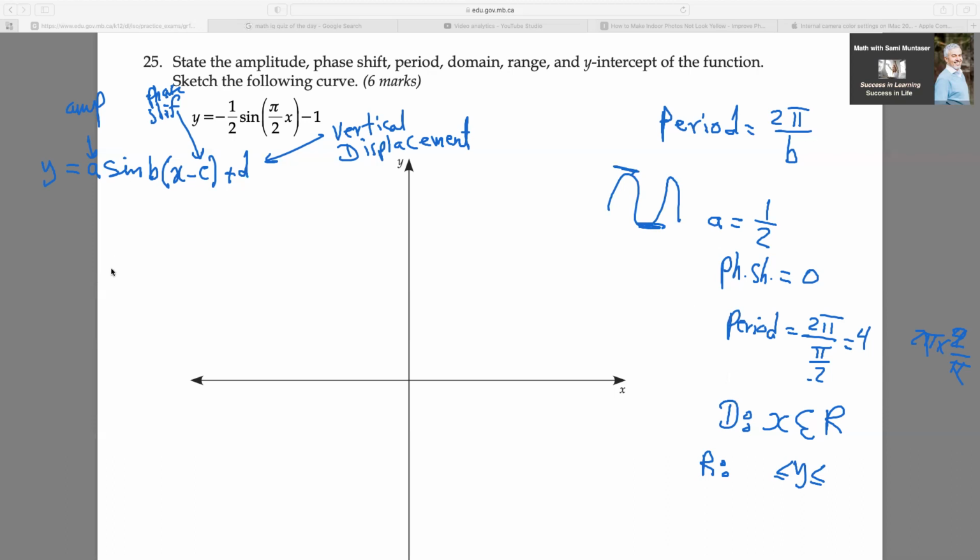The min, I'm just going to write that here if you want to. The minimum equals d minus a, and the max equals d plus a. Okay. So of course, a is the absolute value. So the vertical displacement is -1. So the minimum is -1 minus a half, which is -1.5. And the max is -1 plus 0.5, which gives me -0.5. So that's your range right here. Now let's go and start planning to graph this.